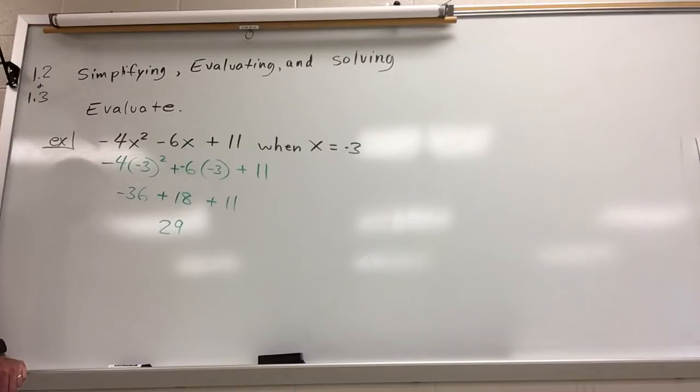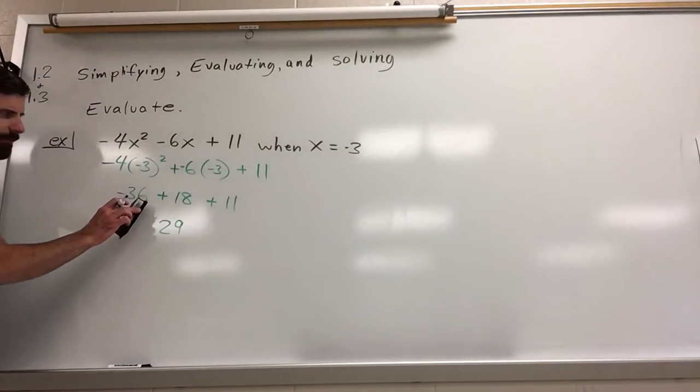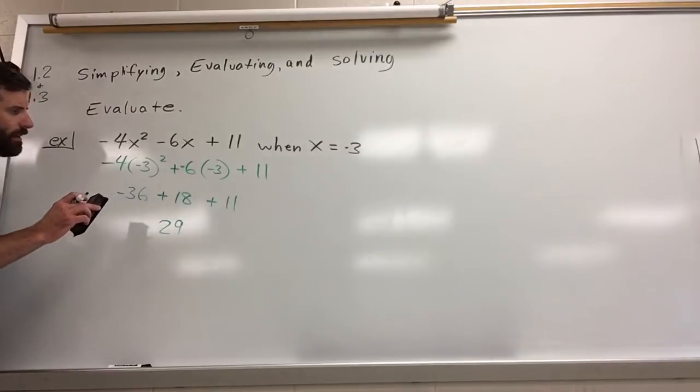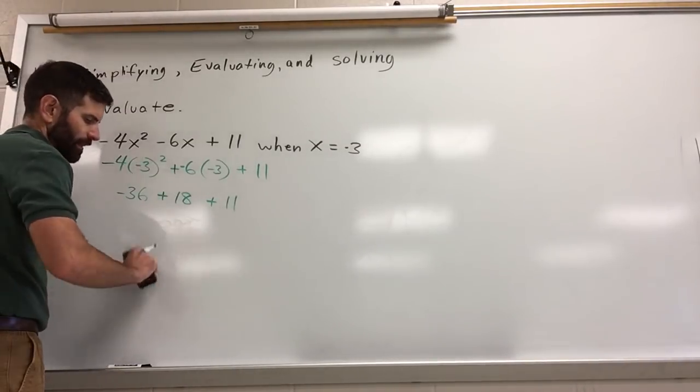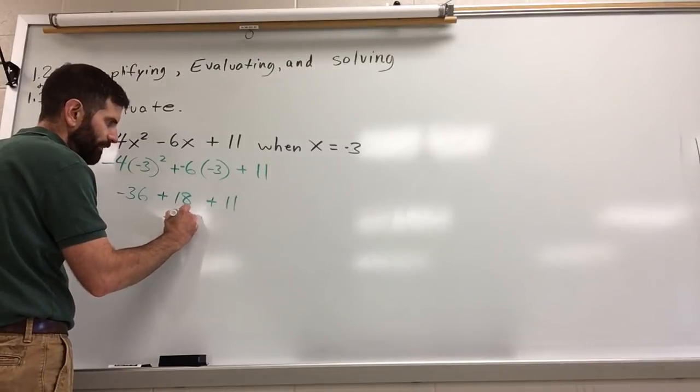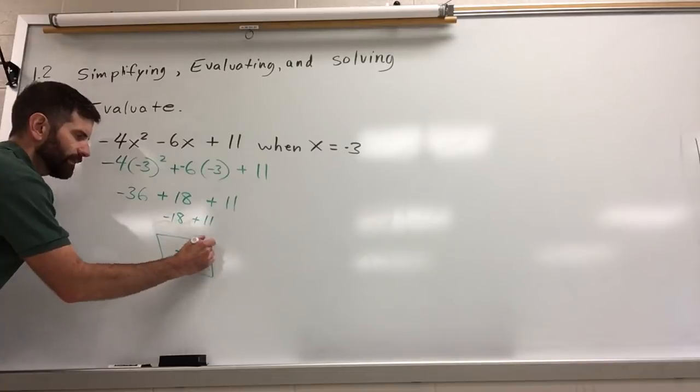Does that look good? I actually made a mistake. First day, oh my goodness. What was my mistake there? Negative 36 plus 18 is 18, but it's a negative 18, isn't it? So what we actually have is a negative 18 plus 11 and a negative 7.